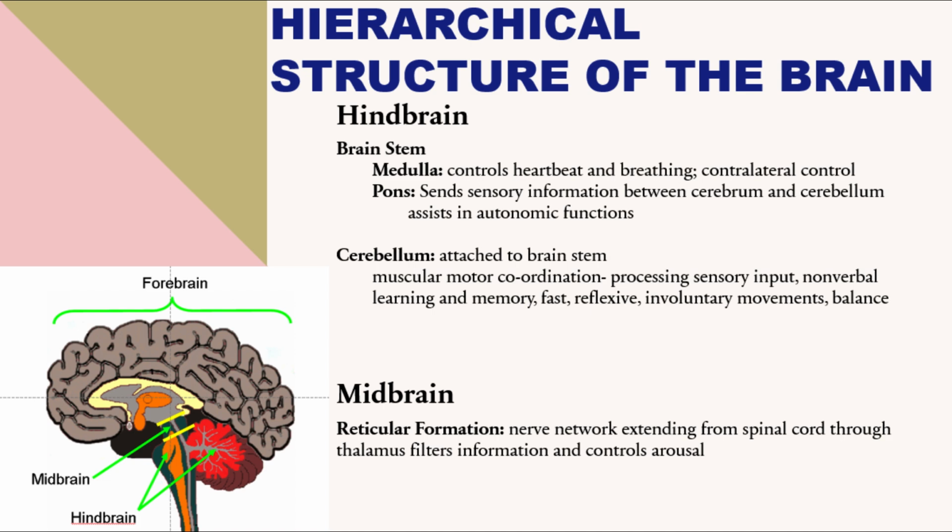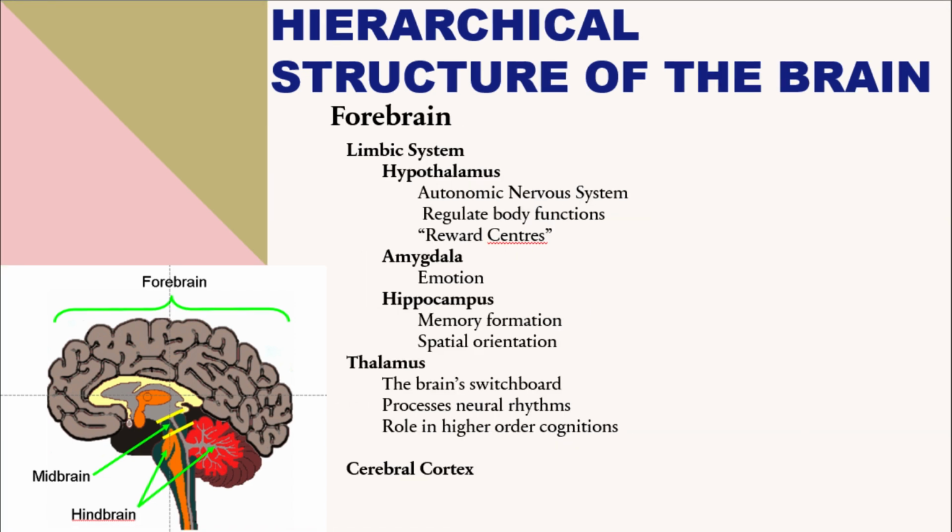The forebrain is the largest and most complex region of the brain and plays a central role in various cognitive, emotional, and sensory functions. It is involved in processes such as thinking, memory, emotion, perception, and voluntary motor control. The limbic system is a group of interconnected structures located within the forebrain.